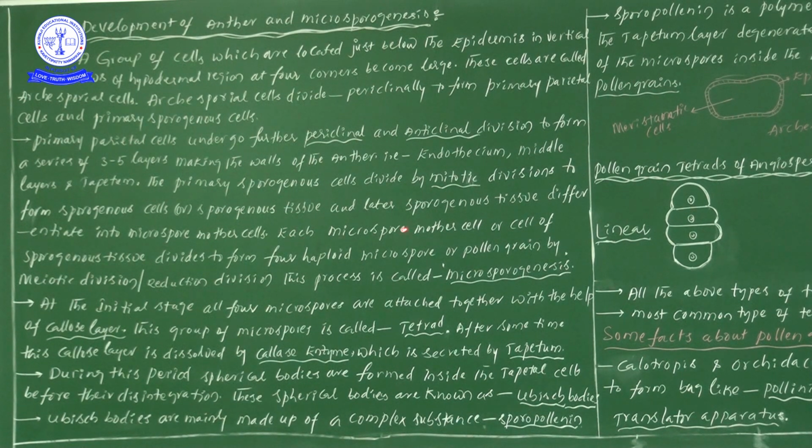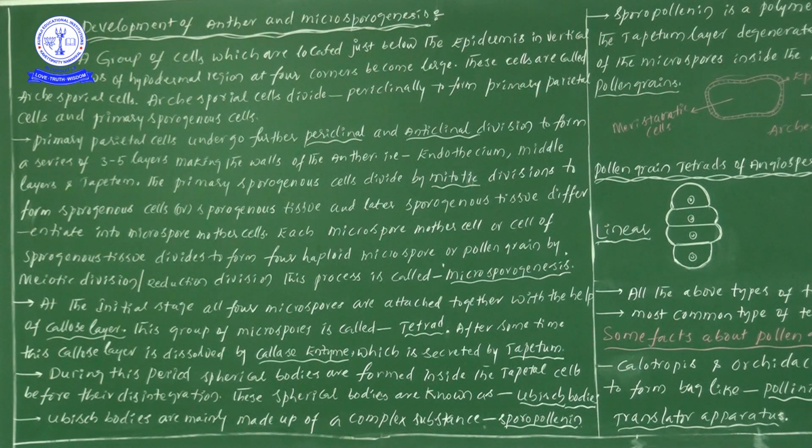Now, each microspore mother cell, a mother cell always has diploid ploidy. In the diploid state, we can observe 2 sets of chromosomes. So each microspore mother cell, or cell of the sporogenous tissue, divides to form 4 haploid microspores or pollen grains by meiotic division or reductional division. This process is known as microsporogenesis.